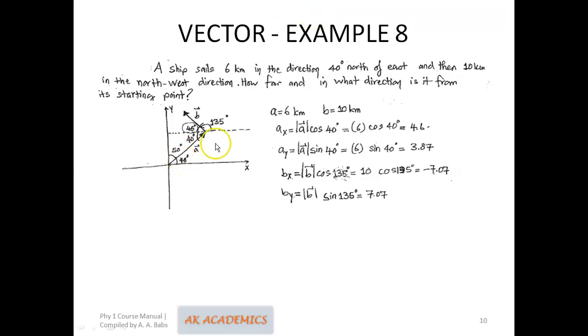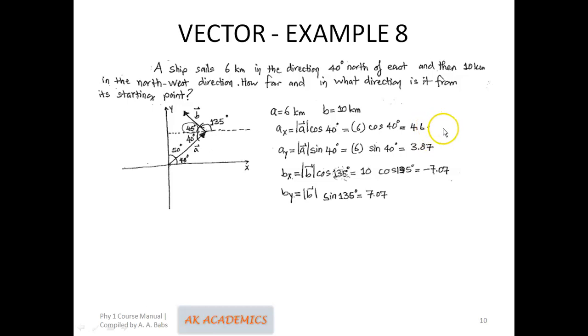We know that our A represented here is 6 and then our B is 10. So the horizontal component AX will be equal to A cos the angle the vector makes with the horizontal. So we have A cos 40, which is equal to 6 multiplied by cos 40, and that gives us 4.6 kilometers, by the way.